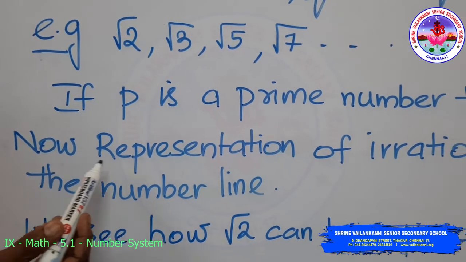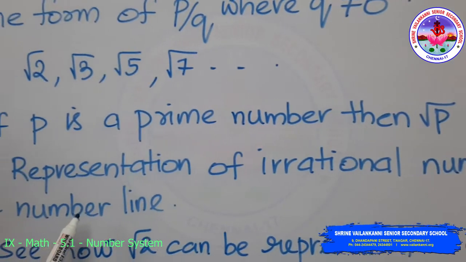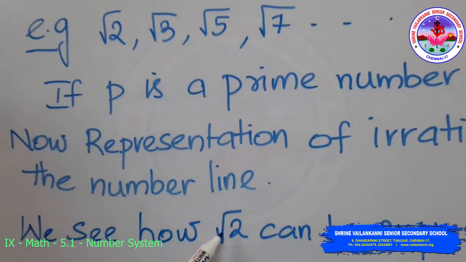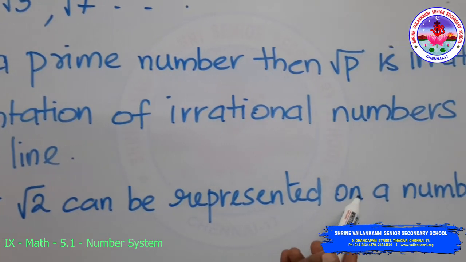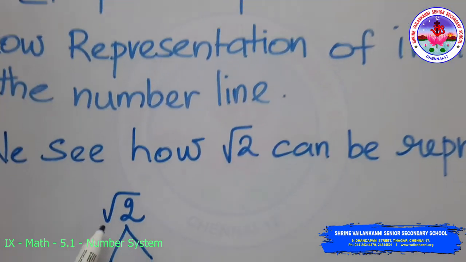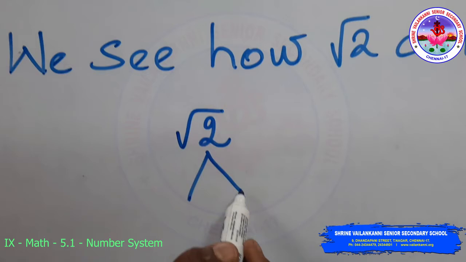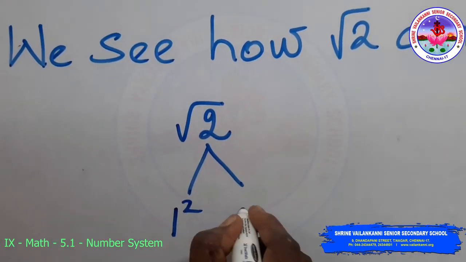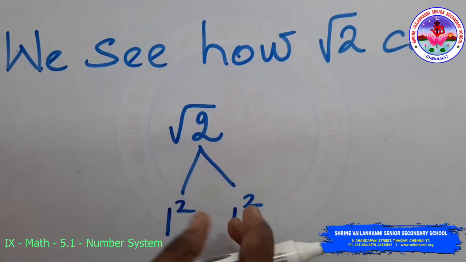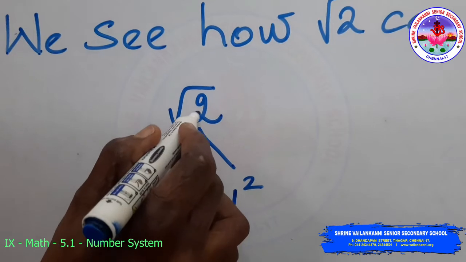Now let us represent the irrational number on the number line. So first we will take the number root 2. So we see how root 2 can be represented on a number line. First you have to split up your 2 into 2 perfect squares. So here I am splitting this as 1 square and 1 square. So it is easy for me to construct my root 2 on the number line.